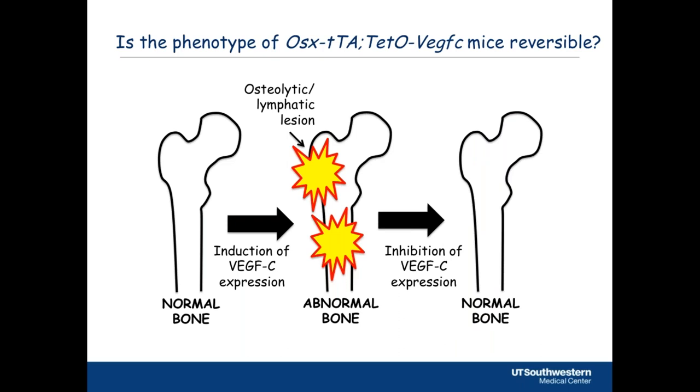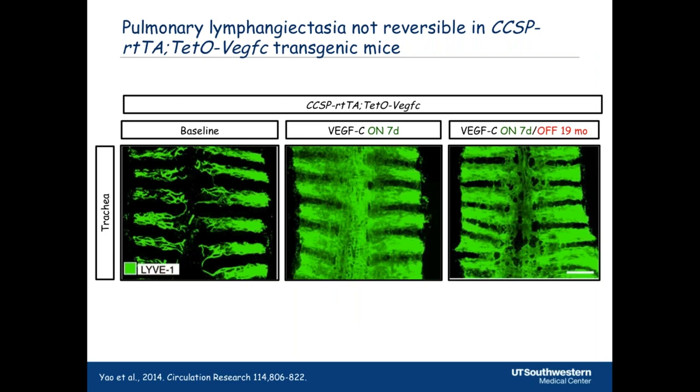So overexpression of VEGF-C in bone stimulates intraosseous lymphangiogenesis and osteolysis. And these are two pathologic hallmarks of Gorham-Stout disease. We then set out to characterize the reversibility of the mutant phenotype of our mice.